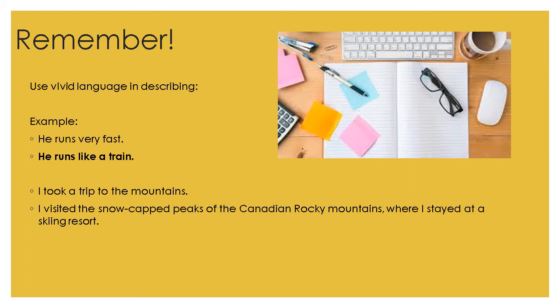For example, instead of writing he runs very fast, you can write he runs like a train or he runs like a racehorse. Another example, instead of writing I took a trip to the mountains, you can write I visited the snow-capped peaks on the Canadian Rocky Mountains where I stayed at a skiing resort. It's very easy, right?